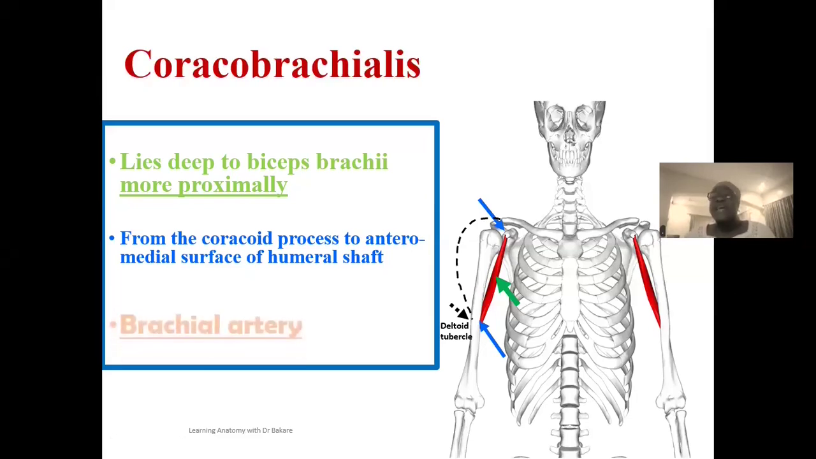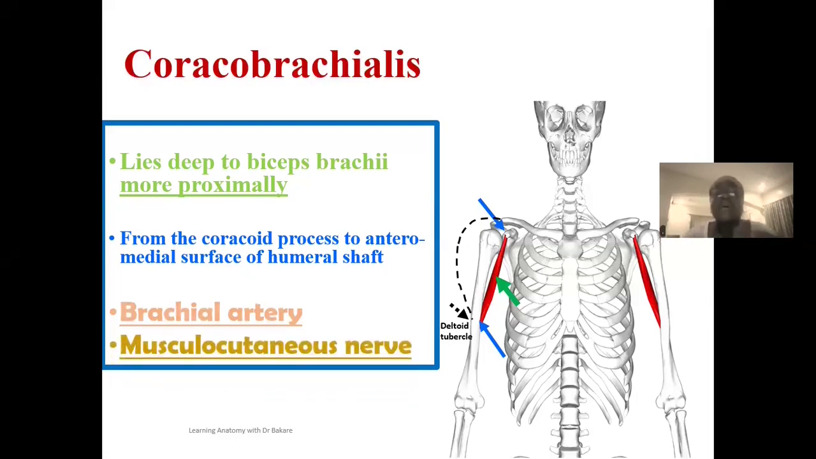The coracobrachialis is supplied by the brachial artery. The brachial artery is a continuation of the axillary artery, and the muscle is also innervated by the musculocutaneous nerve. You can see that the muscles in the anterior compartment of the arm region are innervated by the musculocutaneous nerve. And it is important that you note this in case you're asked during examination.